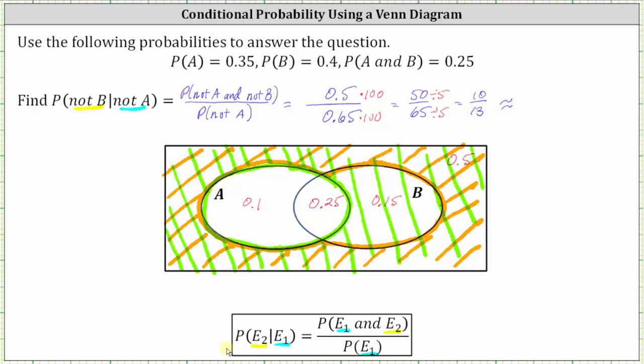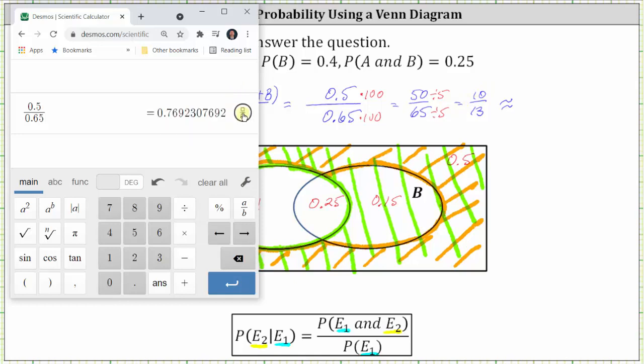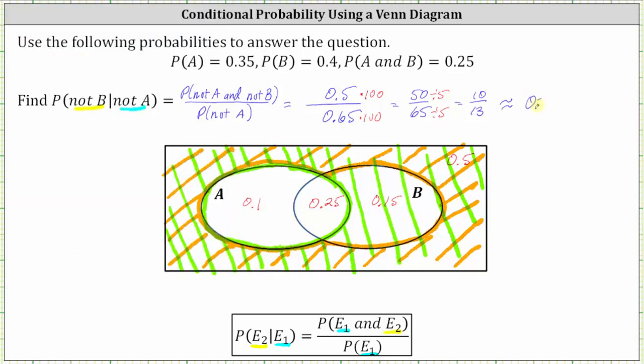Going to the calculator, if we want to check our simplified fraction, we can enter 0.5 divided by 0.65, enter. On the far right, if we click the Convert to Fraction button here, we can see 10/13 is the correct form for the simplified fraction. Click the same button again and we get the decimal. To 4 decimal places, we have 0.7692, which as a percentage is 76.92%.